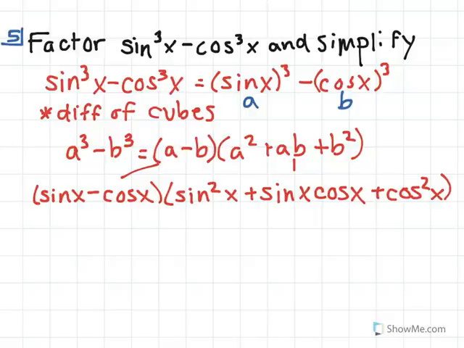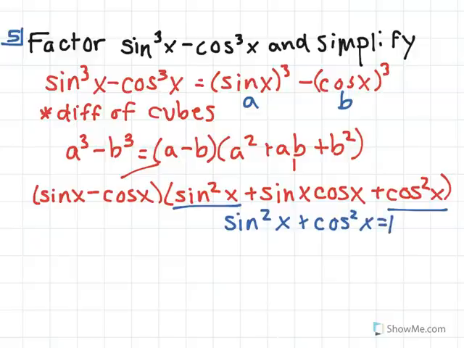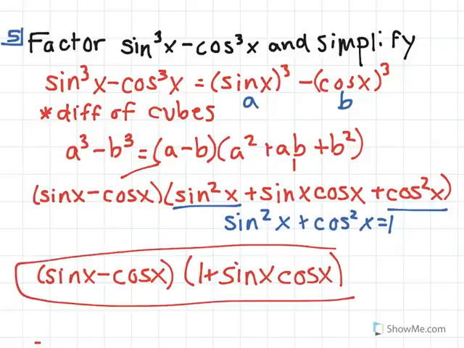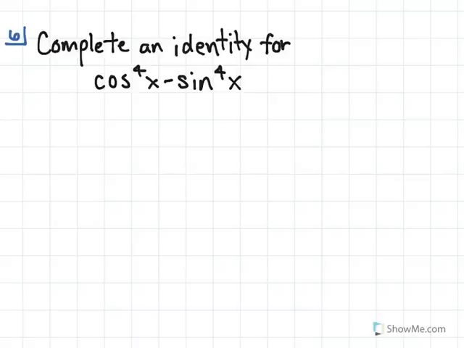So we're almost done, but the one thing that's important to notice is that we have a sine squared x and a cosine squared x, and we know that sine squared x plus cosine squared x equals 1. So we can simplify this one step further to sine x minus cosine x times 1 plus sine x cosine x, and that would be our final factored and simplified answer.